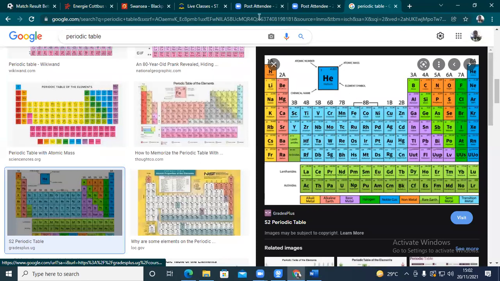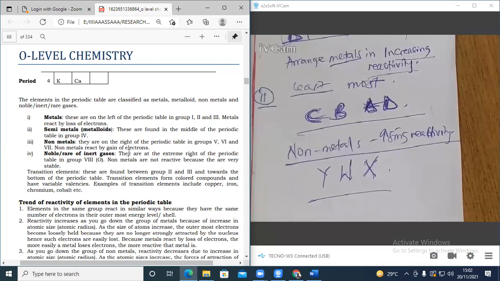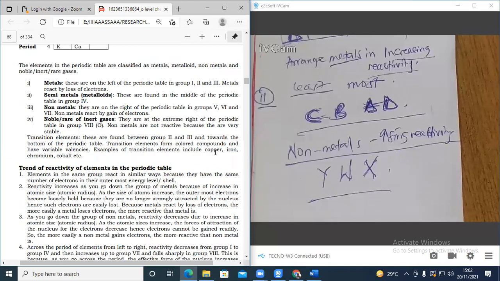So this is our modern organized table. So that is the organization of that work. Then examples include copper, iron, chromium, cobalt. All of them are found there. They have some color. Transitional elements form colored compounds and they have variable valencies.